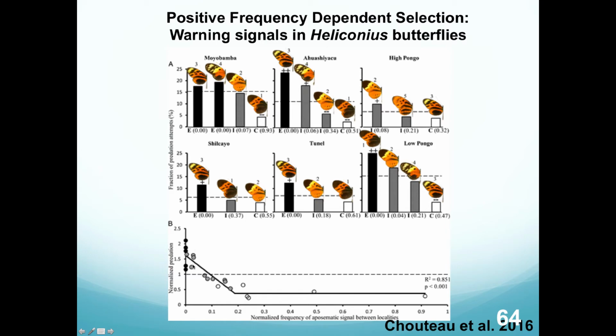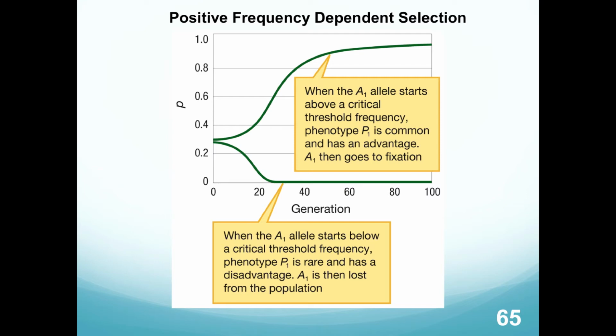When you take all the data together, you can see that on the x-axis we have the frequency of the particular morph in each locality, and on the y-axis we have predation. The more frequent a morph is in the population, the less likely it is to be attacked. And positive frequency-dependent selection will also lead to an unstable equilibrium, where if you are at a certain frequency in the population, you will tend to be selected for and brought to fixation. If you're below that frequency, then you will tend to be attacked and you will tend to go extinct.